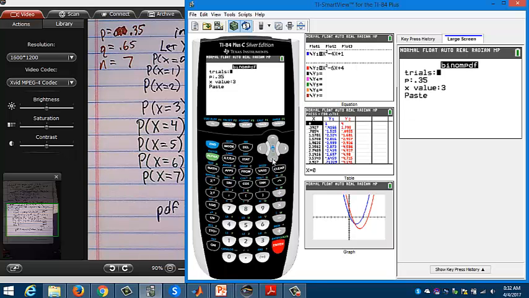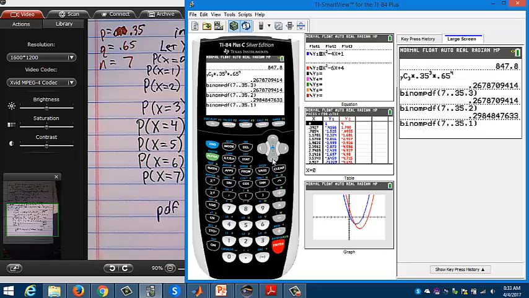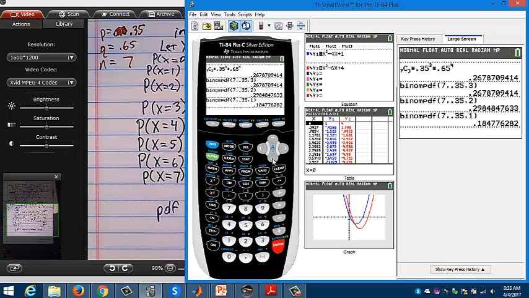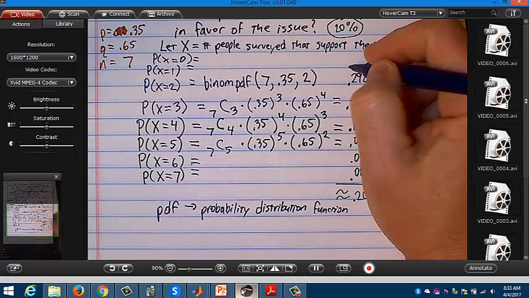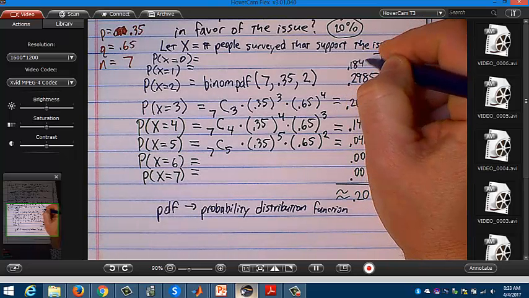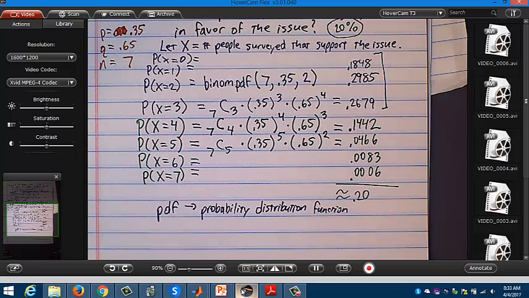Number of trials 7. P is 35. The only thing I have to do is change the x value. So I want 1. And I'll paste that in. So I get 0.1848. Yeah, now I remember. Someone told me that. So the probability that x is 1 here is 0.1848. And the probability of x being 0.